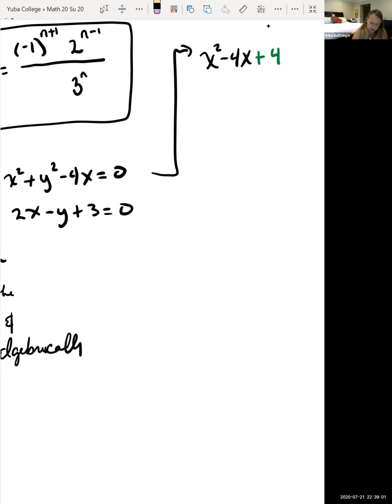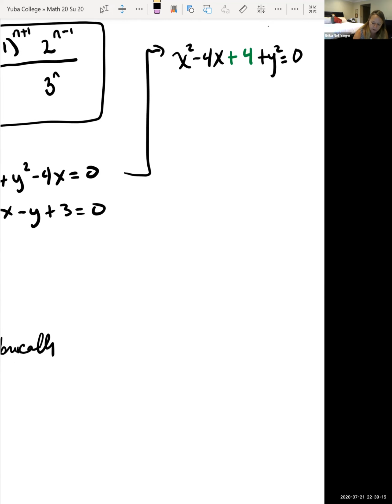Plus y squared. There's no other y term there, so I'm just going to add the plus y squared, is equal to... there's no constant to move to the other side. This is equal to 0, but we added 4 on the left-hand side, so we also have to add 4 on the right-hand side. This left-hand side is now a perfect square, so x squared minus 4x plus 4, that is x minus 2.